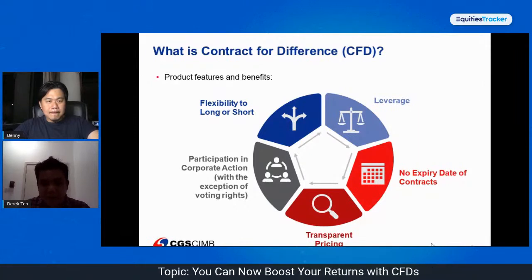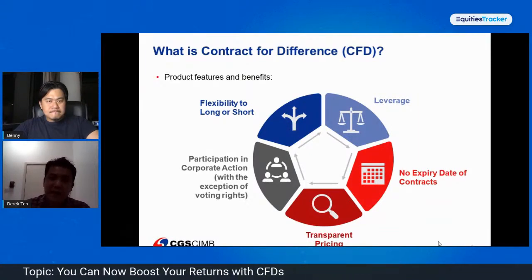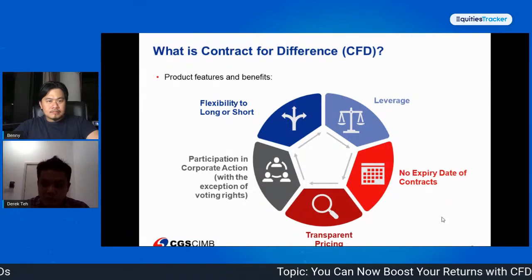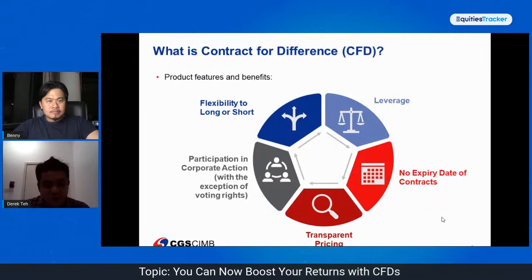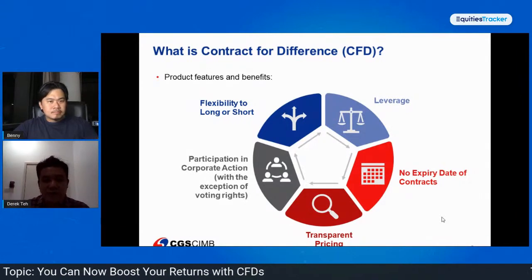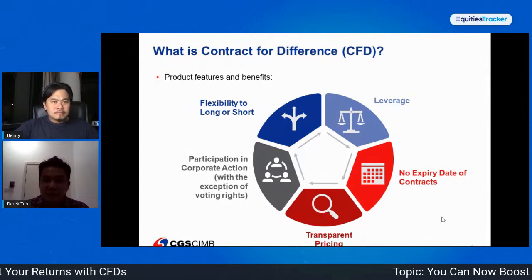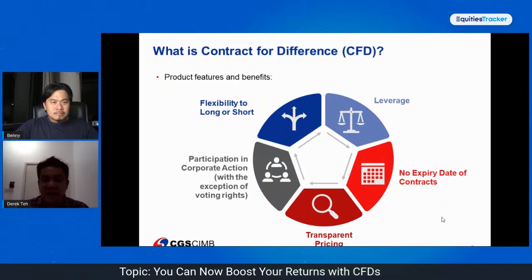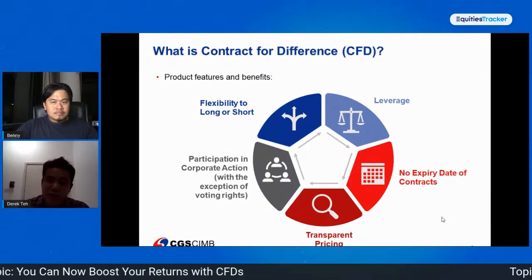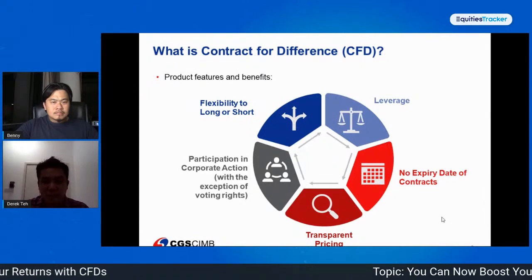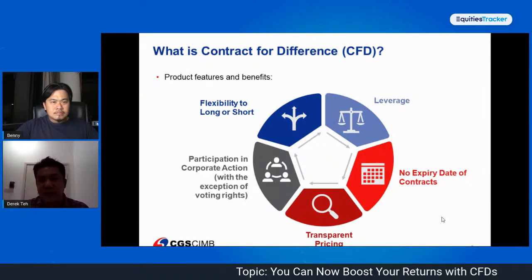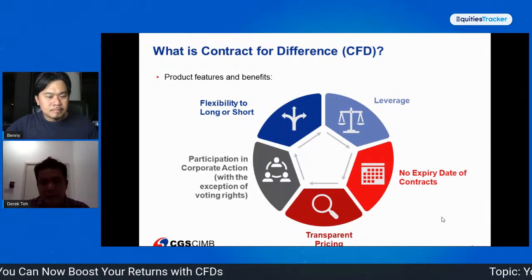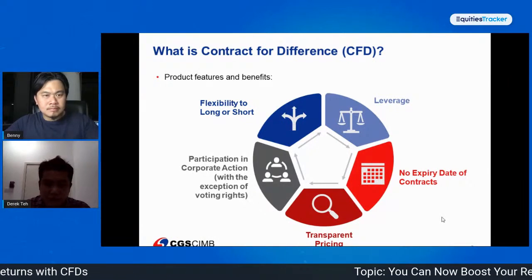Okay, by participating in CFD, you can participate in corporate action as well, but without the voting right. CFD generally mirror corporate action of underlying securities, but does not entitle you to the voting right associated with owning the underlying securities. However, holders of CFD are still able to participate in corporate action, including dividends, stock split, and right issue. Okay, this part may be a bit confusing. Maybe I can give you an example on this.